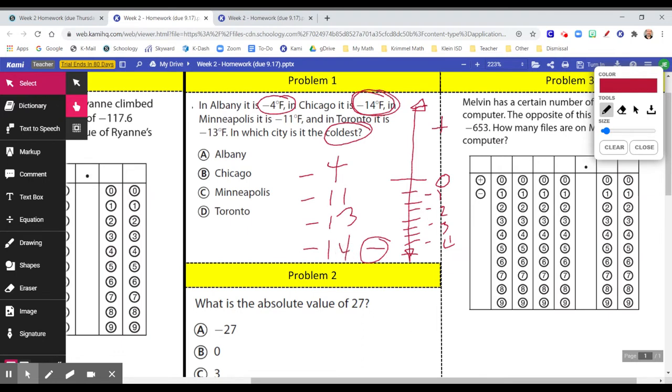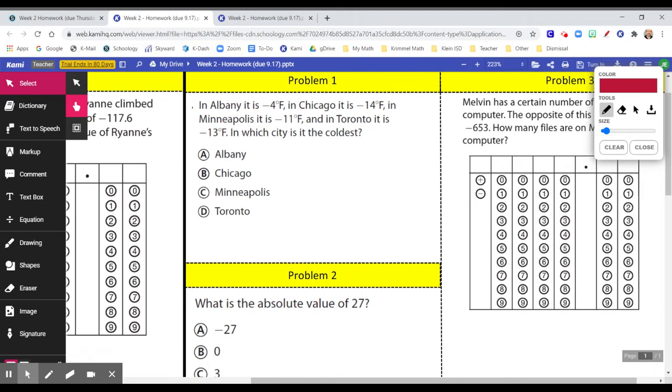And what city is that? That's going to be Minneapolis. Okay, is it? No, Albany, no, hold on, good catch. Let me erase that. Let's read carefully. Let me go back. Okay, so Albany is here. Chicago is -14. Let's read carefully. So it's actually Chicago. Chicago is -14. Okay.